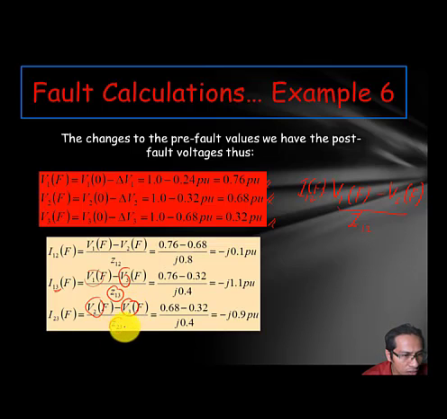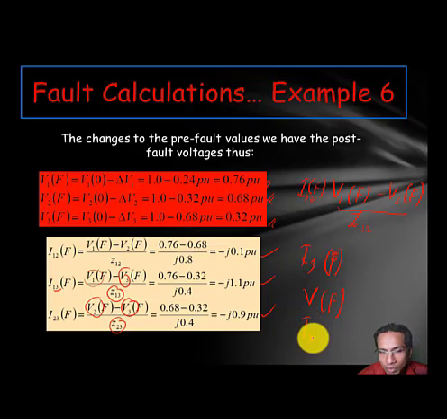So we will get this answer. That's how we find the fault current IF, I3 faults, V faults, which is V1, V2, V3, and the line currents during faults. So we already solved this question. Okay, thank you.